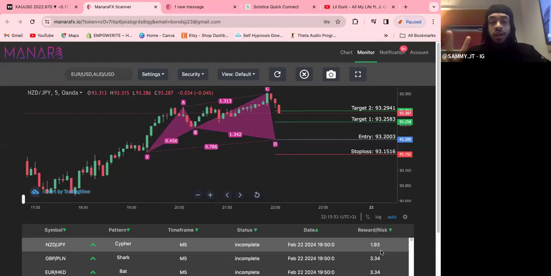You're up 2%. If you lose the next 2, you're back to square 1. Whereas if you take a 1 to 3, it's very unlikely, especially with Manara trade ideas, that you're going to lose 3 trades consecutively. Maybe 2, 3 max. 1 to 3 is the minimum, right?